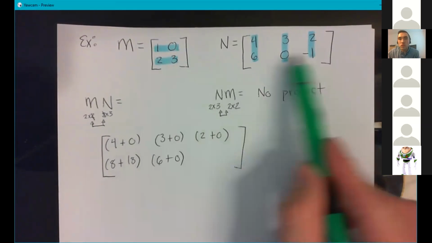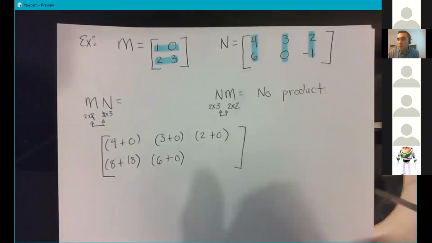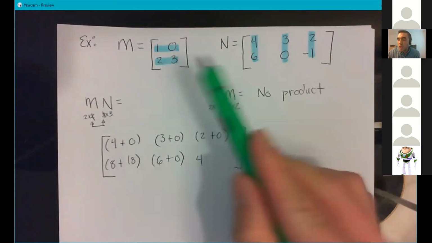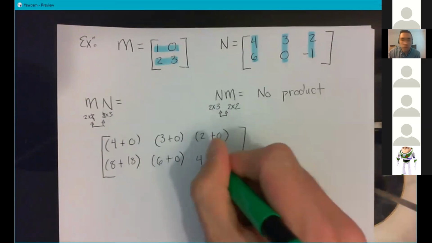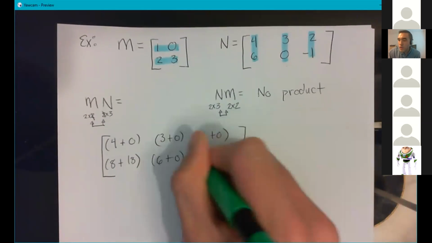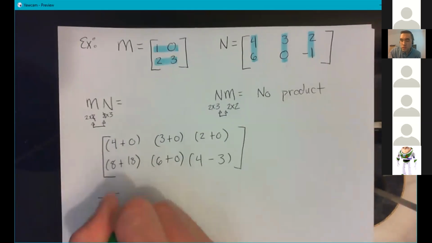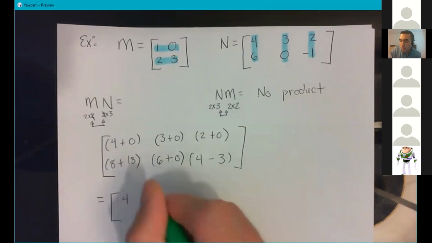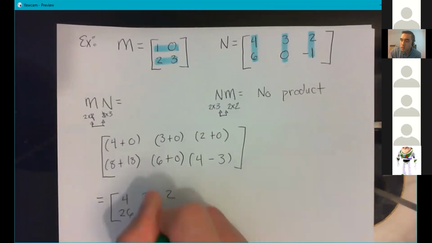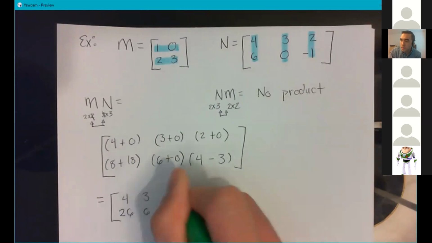And then finally, row 2 times column 3: 4, plus 3 times negative 1, so that'll be minus 3. And we get here that our final matrix is going to be equal to 4, 3, 2, 26, 6, and 1.